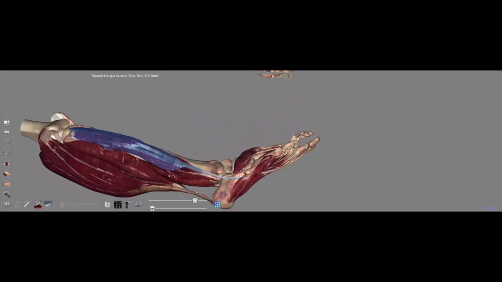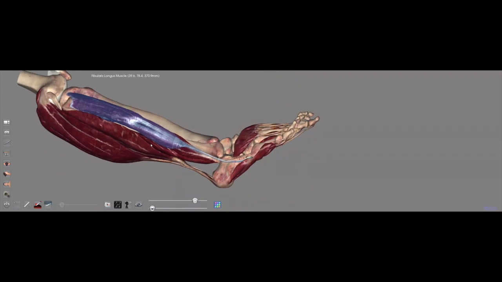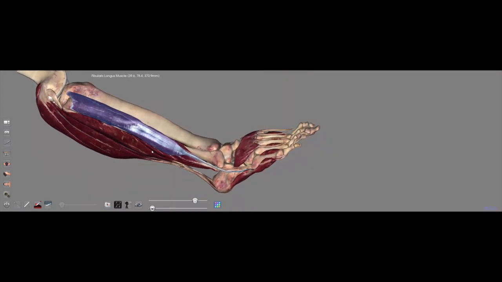Because of its orientation, the fibularis longus, which is also known as the peroneus longus, acts as an everter of the ankle as well as a weak plantar flexor. Sitting underneath the fibularis longus muscle is its baby sister, the fibularis brevis muscle.